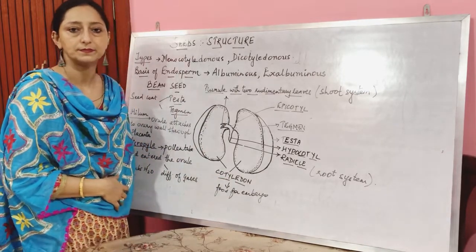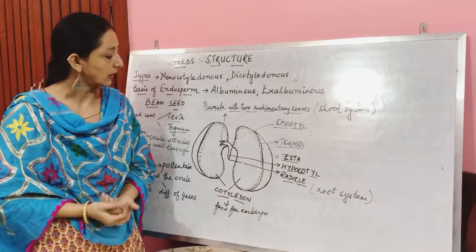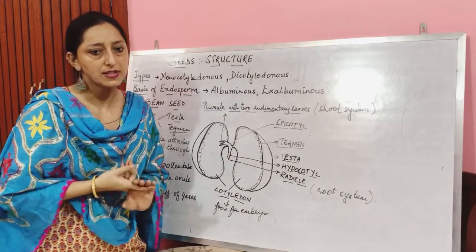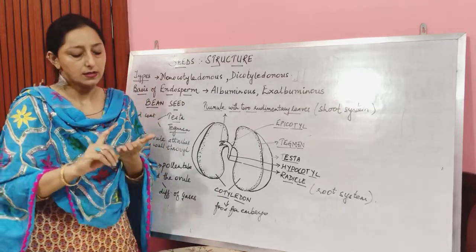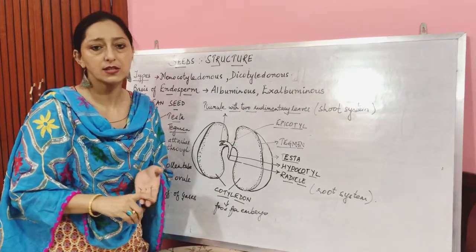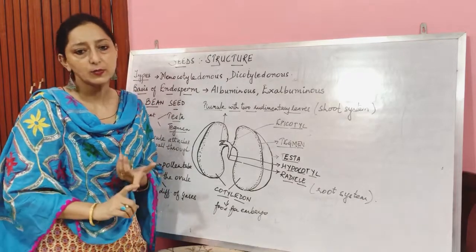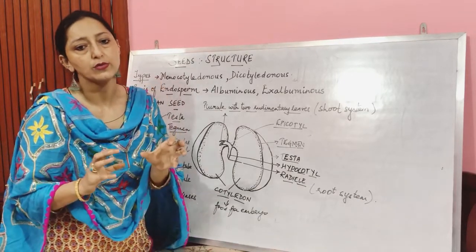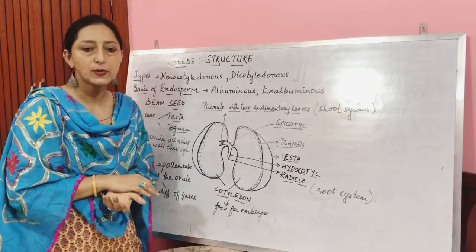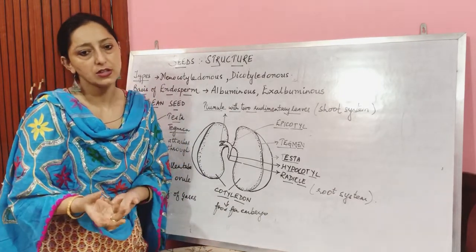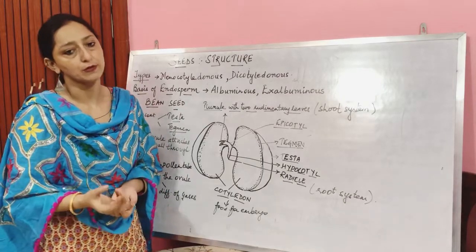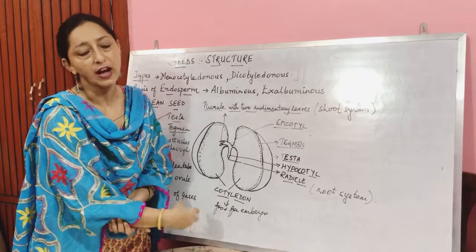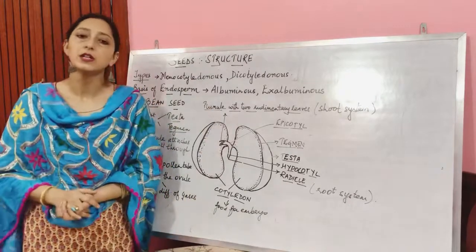Dear students, that was all about the structure of the bean seed. In structure of the bean seed, what we have studied: seed coat has 2 layers, testa and tegmen. Hilum is present, whose function is to attach the ovule to the ovary wall. Micropyle is present. It has 2 functions: absorption of water and diffusion of gases. Cotyledons have food for the embryo and protect it. So this was all about structure.